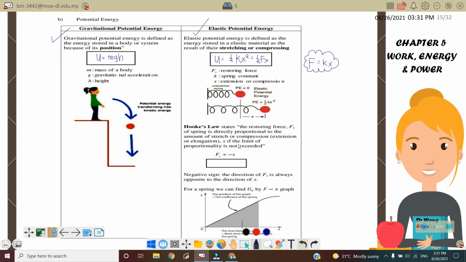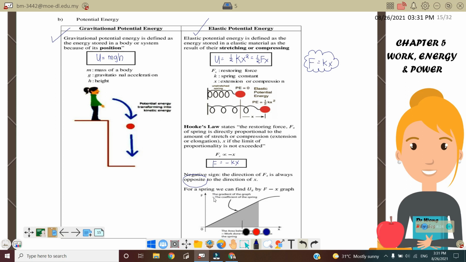This holds if the limit of proportionality is not exceeded. Our F is directly proportional to negative x, or we can write it as F equals negative kx. The negative here shows that the direction of the force is always opposite to the direction of x, because this is a restoring force. Therefore F here is the restoring force, and its direction is always opposed to the direction of x.